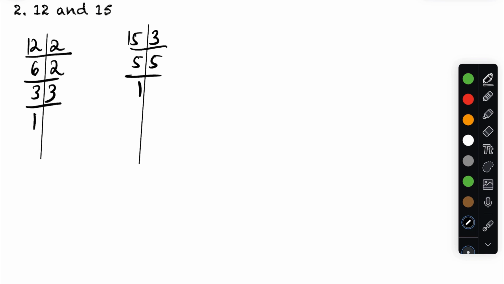Now, let's use the first way. Let's start with 12. 12 is made up of 2 times 2 times 3. So let's go to 15. 15 is made up of 3, so I'm going to put the 3 under this 3, and then times 5 from the 15.